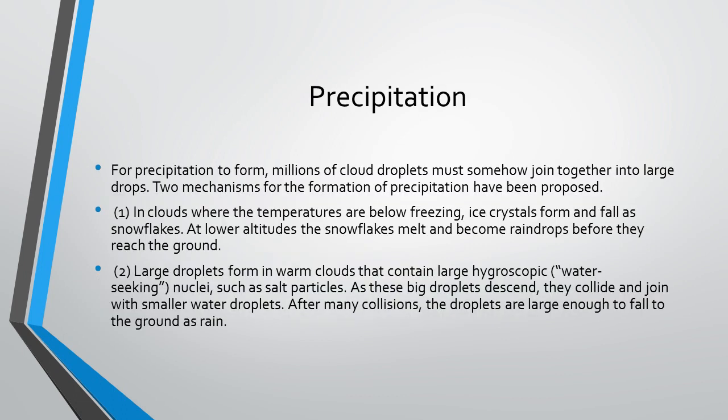For precipitation to form, millions of cloud droplets must somehow join together into large drops. 2 mechanisms for the formation of precipitation have been proposed. The first one is that in clouds where the temperatures are below freezing, ice crystals form and fall as snowflakes. At lower altitudes, the snowflakes melt and become raindrops before they reach the ground. The second is that large droplets form in warm clouds that contain large hygroscopic nuclei, such as salt particles. As these big droplets descend, they collide and join with smaller water droplets. After many collisions, the droplets are large enough to fall to the ground as rain.